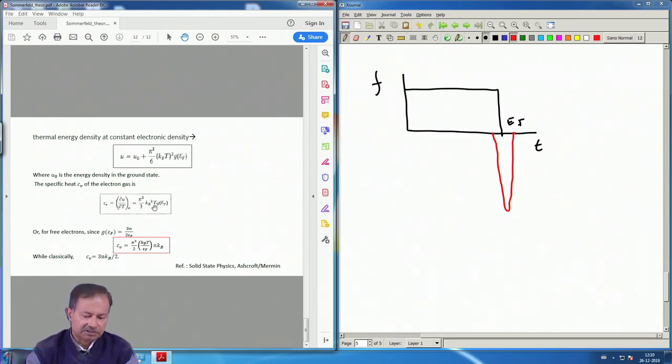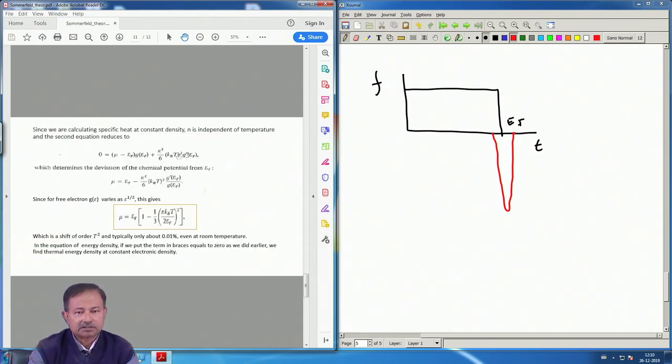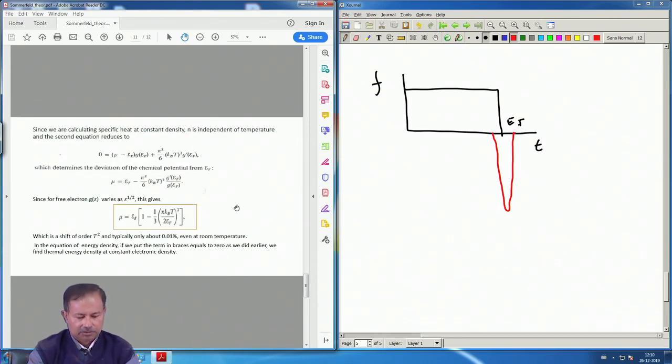But the advantage here is that in using these expansions you can go to higher order and calculate the corrections to chemical potential by temperature as well, to order T square. You can actually go beyond that by retaining higher terms in the expansion, but then they become more and more complicated and cannot be handled analytically at all. So that is the precise scheme of things that Sommerfeld adopted, and he obtained these results correct to order T and then T square also.